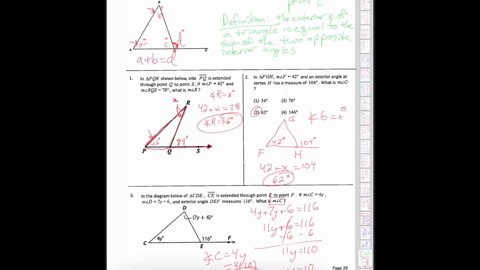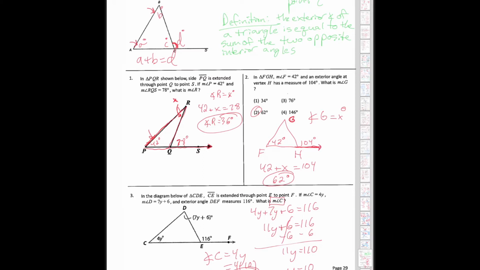Sometimes we might have to draw our own picture here, and it helps out if we draw it flat, meaning we draw the extended side flat with the page. So angle F is equal to 42 degrees and angle FGH. And then it says that there's an exterior angle at vertex H, and that has a measure of 104 degrees.